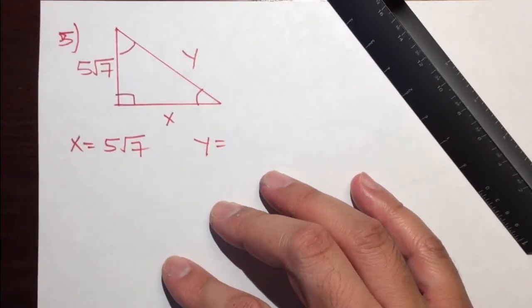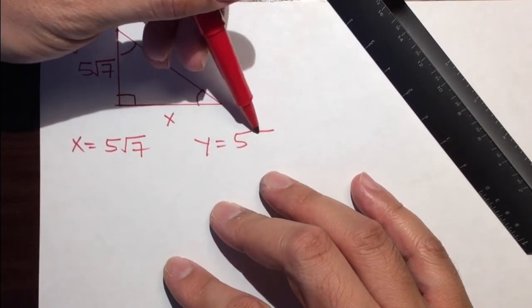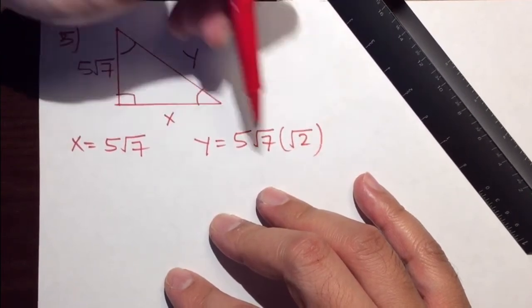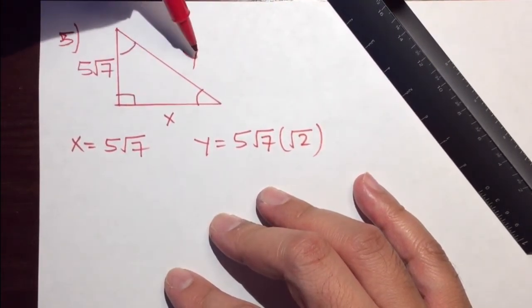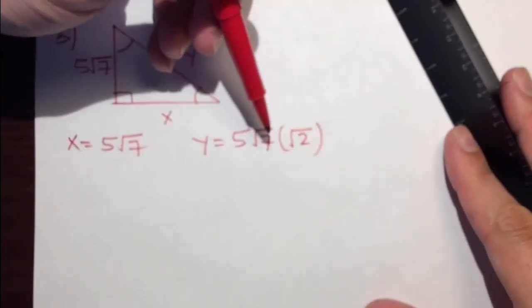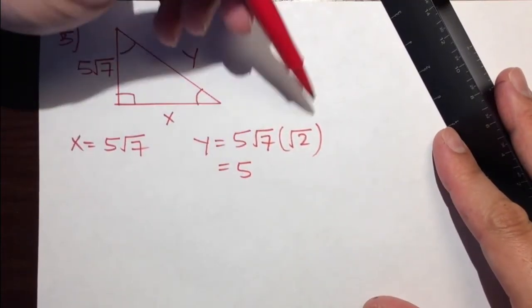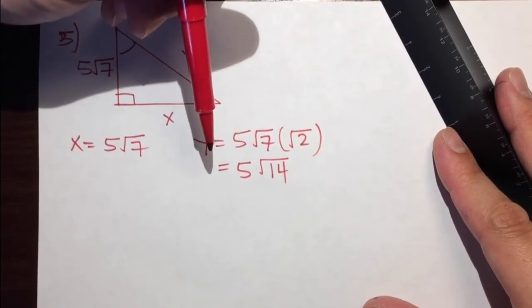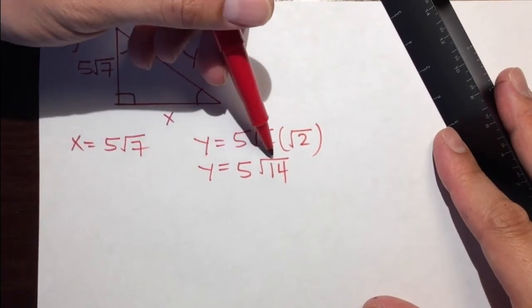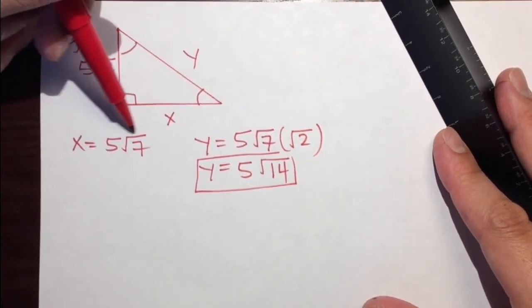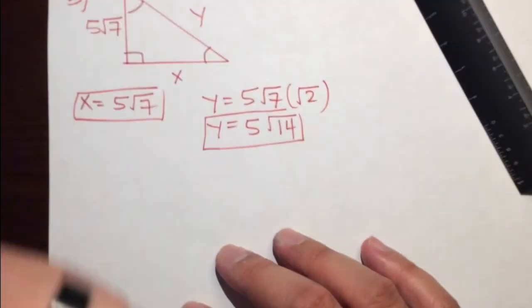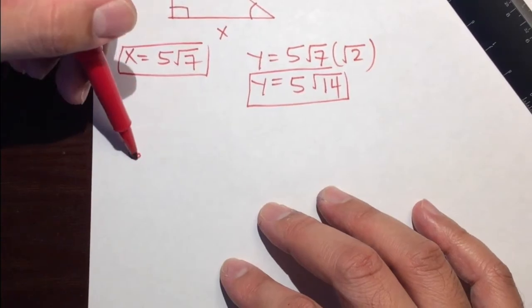Y is the hypotenuse. So again, the hypotenuse, the pattern. You take the leg and you multiply it by radical 2. Remember? Leg, leg, leg, radical 2 for the hypotenuse. And let's multiply these two. 5 and radical 7 times radical 2 is radical 14. And that's it. Y is equal to 5 radical 14. X is equal to 5 radical 7. All right. And number 6.